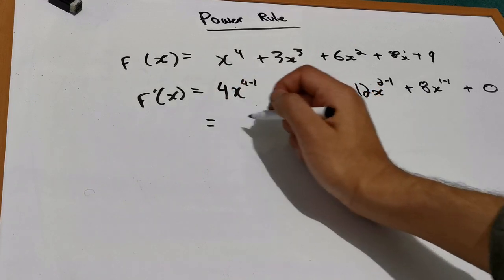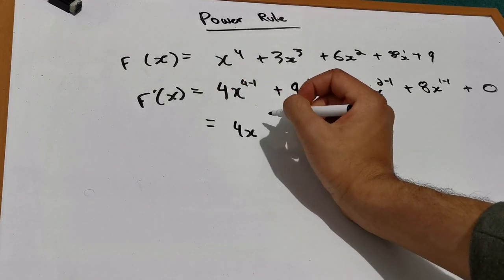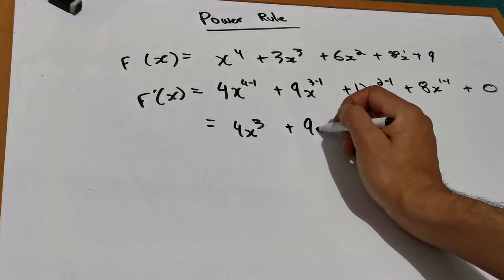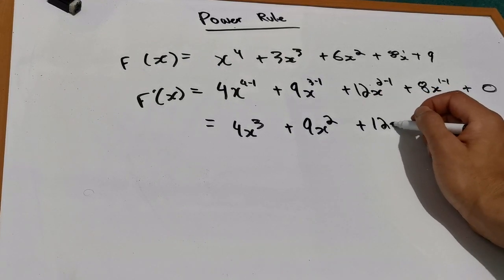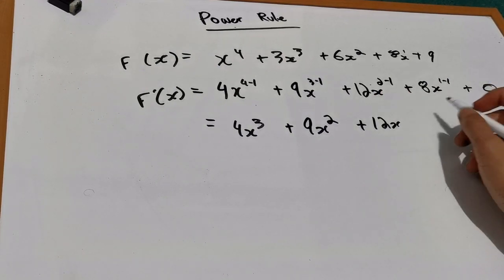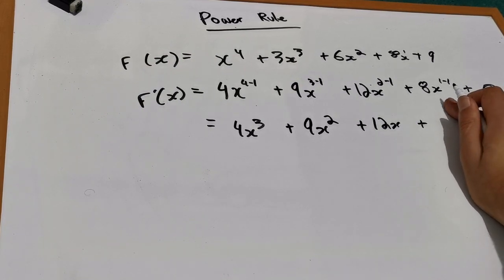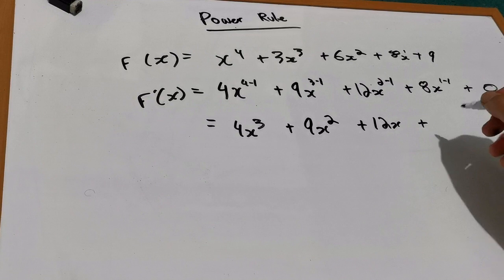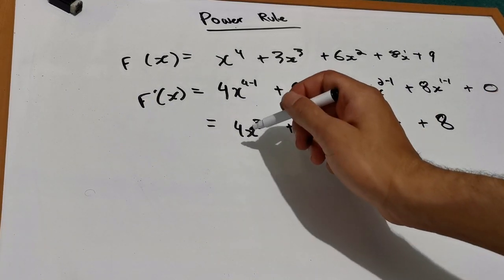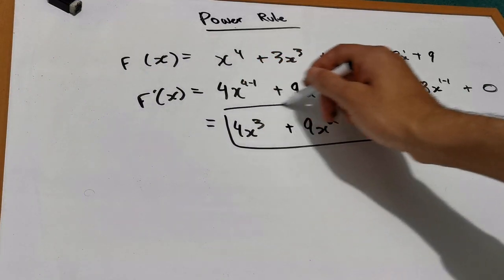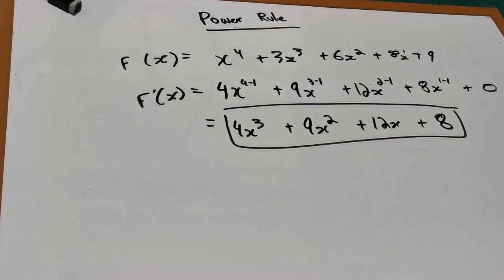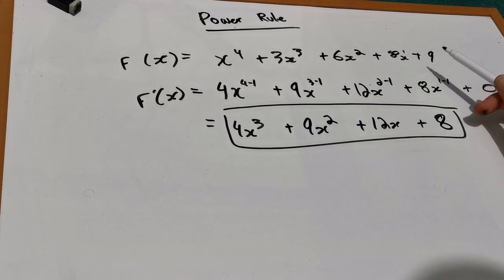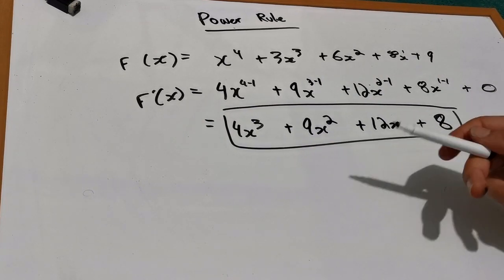And if we simplify this, you're left with 4x to the power of 4 take away 1, which is just 3. Add 9x to the power of 3 take away 1, which is just 2. Add 12x to the power of 2 minus 1, which is just 1. Add 8 times x to the 0, and as you know, x to the 0 is 1. Therefore, this is just 8. Therefore, this here is your derivative. And you can use this expression to find the gradient at any point on x to the power of 4, add 3x cubed, add 6x squared, add 8x, add 9, by just plopping in the number which you're given.